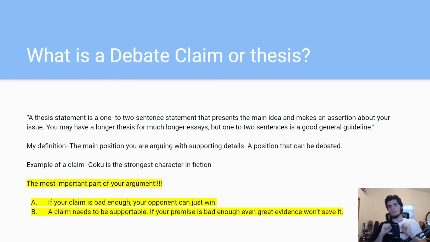These are two very important factors you need to think about, and why you need to work hard at making a very good claim. I cannot stress that enough. It's important. So now we know what a claim is. So how do we construct one that's good? Well, let's get to the tips.